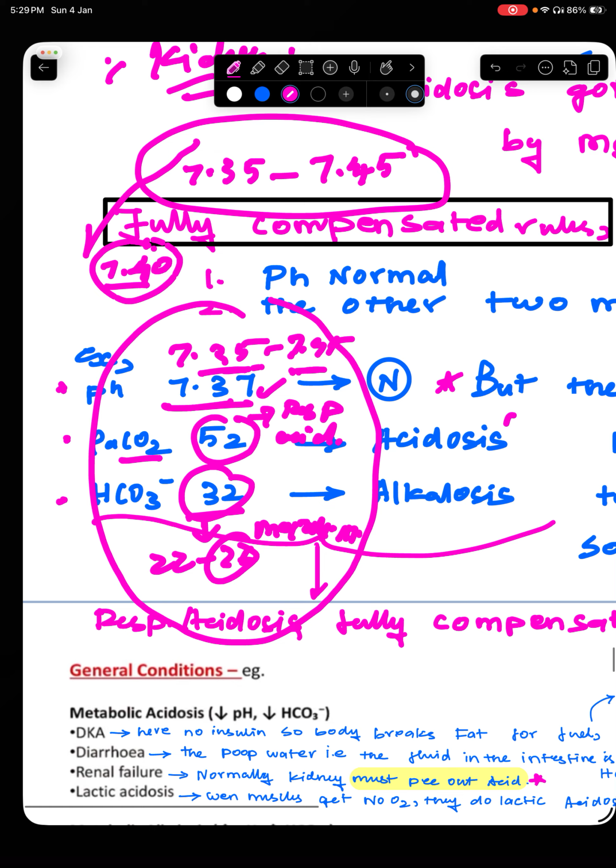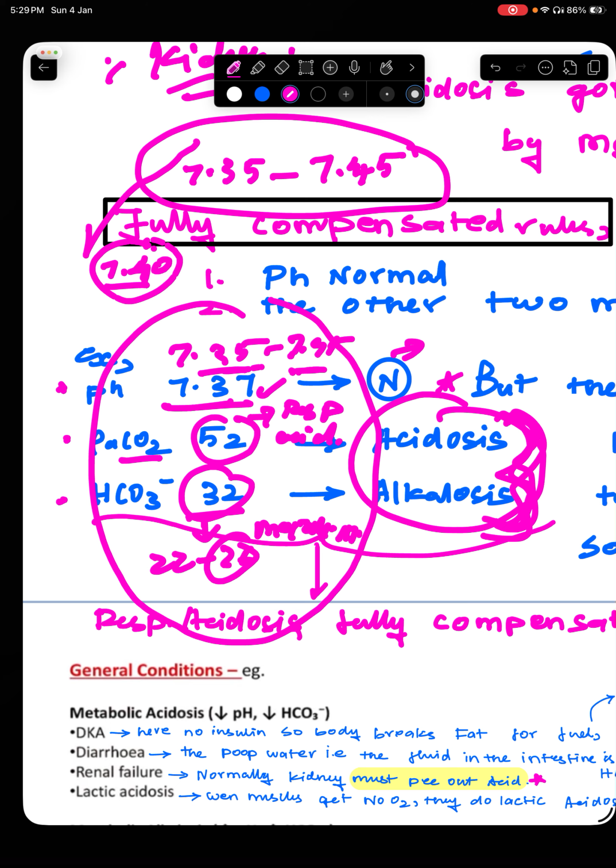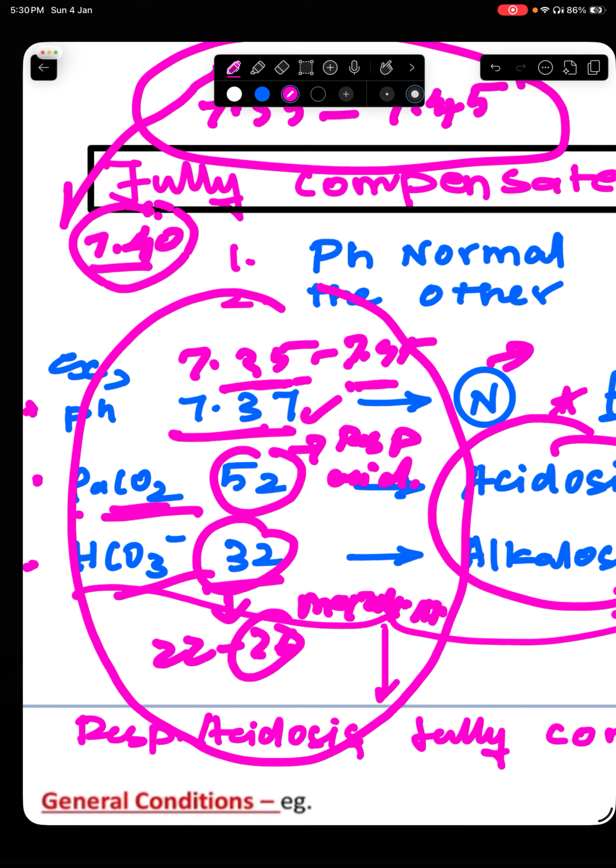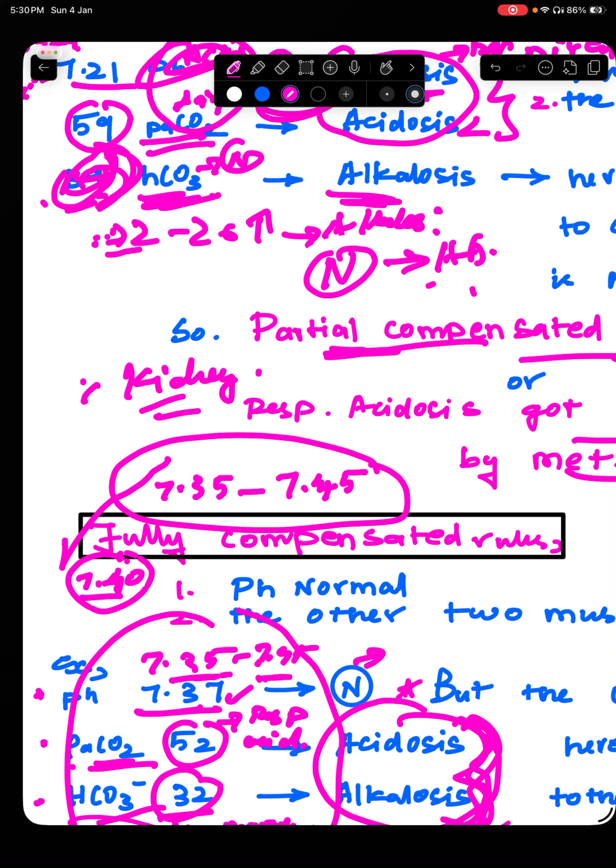Okay guys, see here, these two things are abnormal: CO2 and HCO3. But the pH is normal. How will we find what is compensating for what problem? I have told you 7.40 is ideal. If the pH is slightly on the 7.45 side, the problem would be alkalosis. If it is on the 7.35 side, the problem would be acidosis.